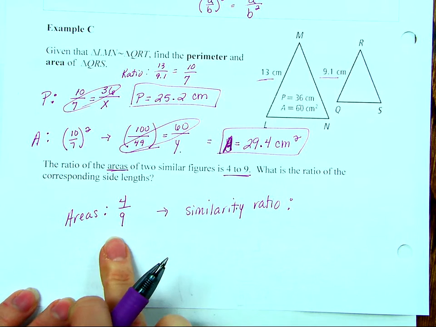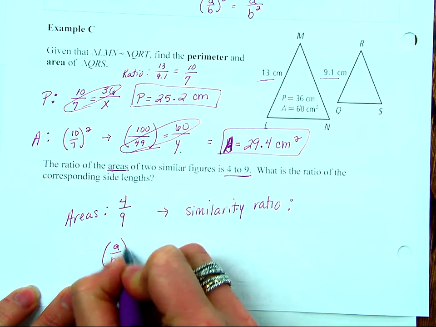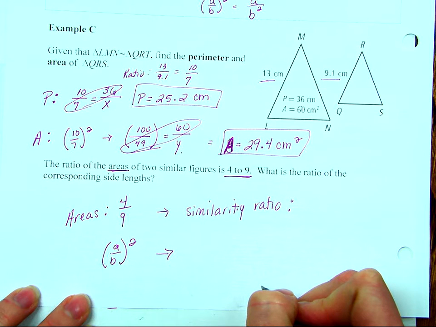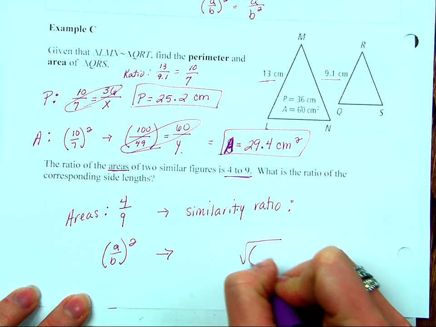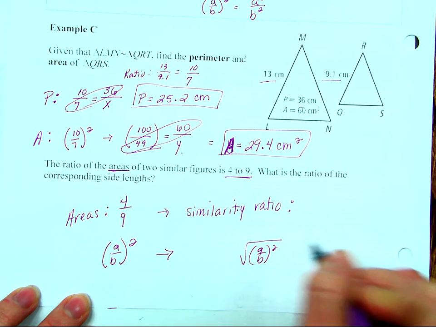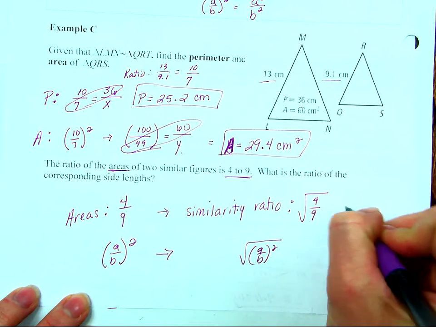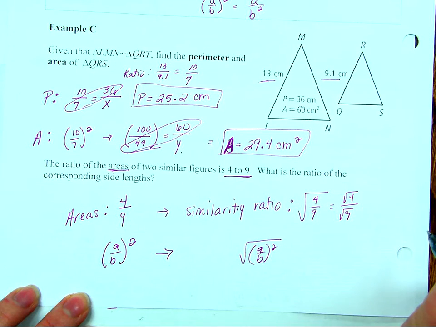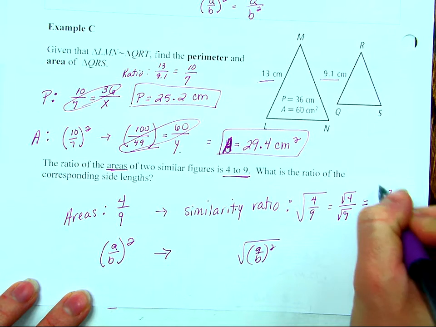Well, is it going to be exactly 4 to 9? No, this is actually what we would get if we take A over B and we square it. So to get our similarity ratio, we actually need to undo that. Well, would you agree that we need to take the square root of A over B squared? And so if I take the square root of 4/9, I'm thinking about the square root of 4 over the square root of 9. And we would find that our similarity ratio then would be 2 to 3.